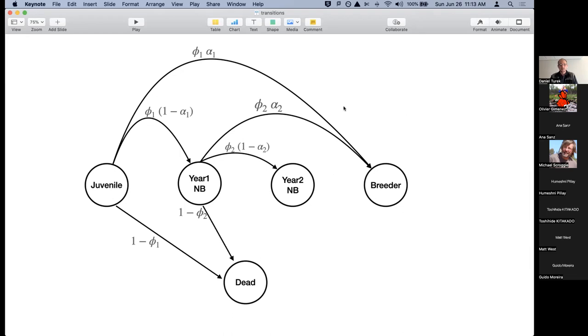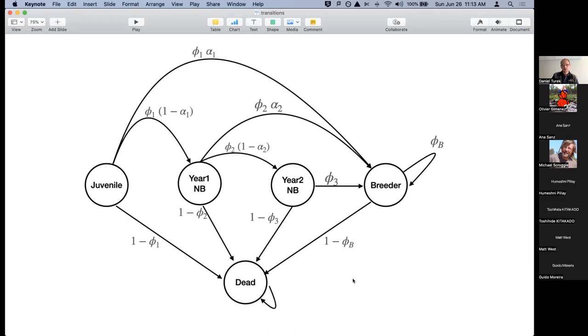The year two non-breeders, at this point, transition to being breeders in the next year with just a survival probability, if they survive to their third year, or they can die with one minus psi. And finally, we need to define the transitions for breeders and dead individuals. Breeders, if they survive, then they necessarily stay in the breeding state. So there's phi b, or they can die with one minus phi b. And finally, the absorbing state dead has only a self transition right there. If you're dead, you remain dead with probability one.